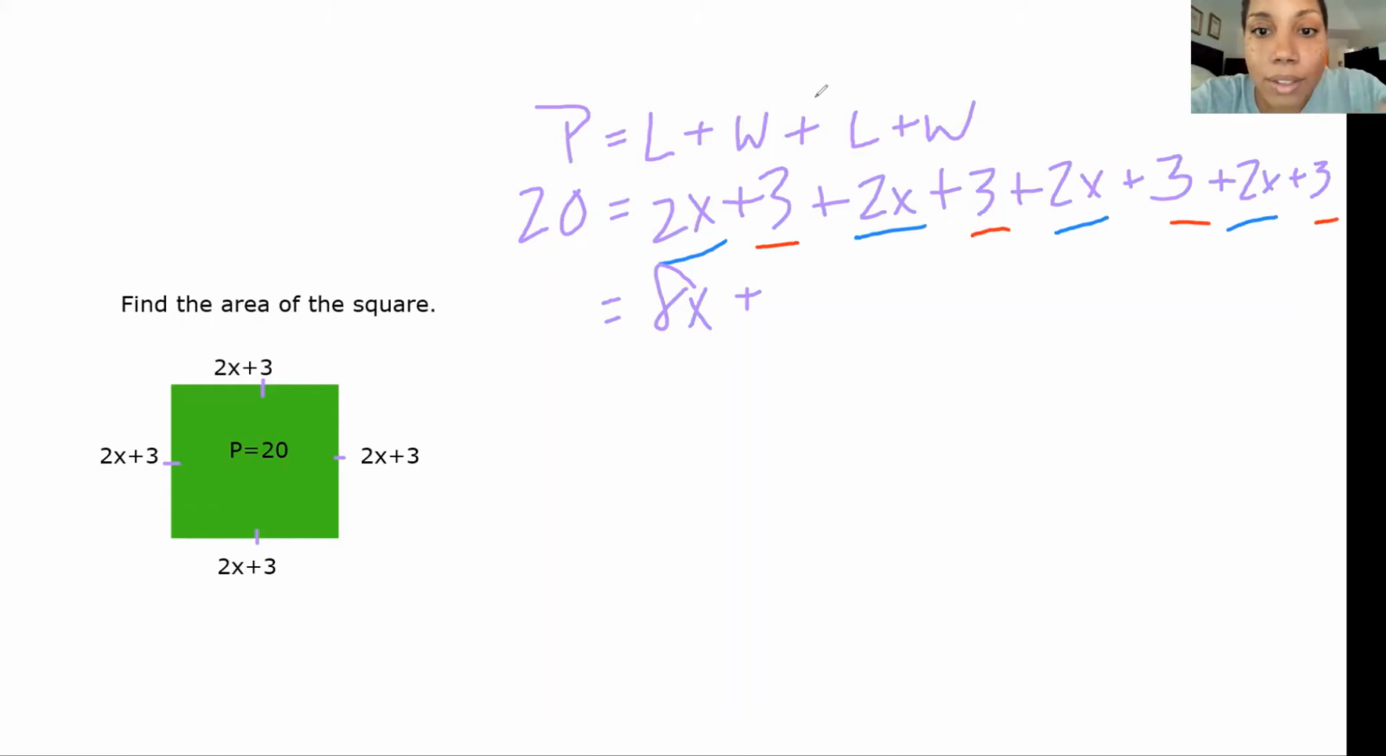So another way you can add 3 plus 3 plus 3 plus 3 together, or you can just say 4 times 3 because we have 4 3's. And that's just simply 12. Next, we're going to solve for x.